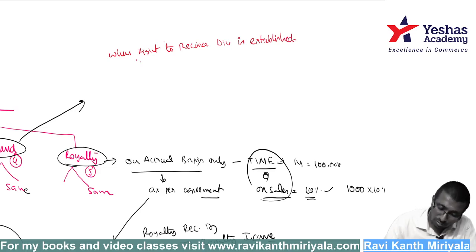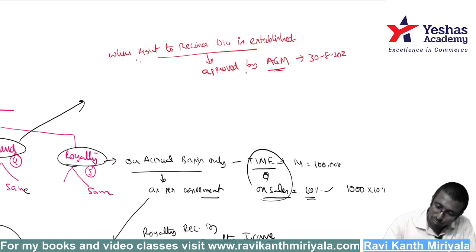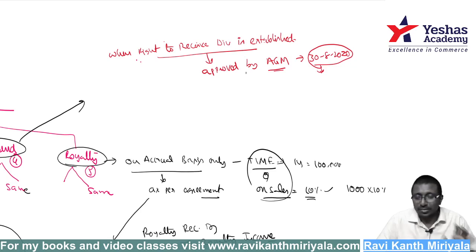When do you get the right to receive? Only when it is approved by the AGM. If it is approved by the AGM, that day I have got the right to ask. Suppose this is happening on 30th August 2020, then that day only you should record dividend receivable account debit to dividend income. If it is not approved, then I don't have the right to ask for the dividend.